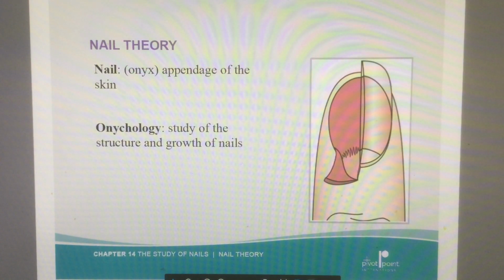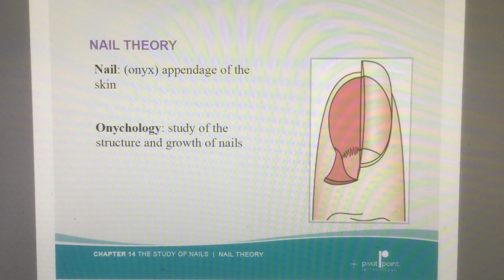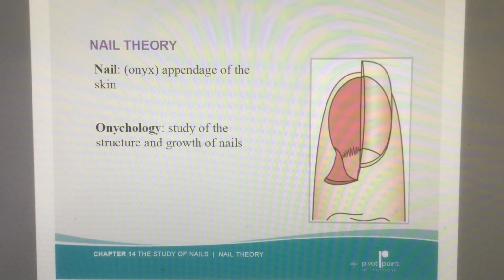So as far as nail theory itself, the technical term for nail is onyx, which is an appendage of the skin. If you're not familiar with what that means, an appendage of the skin means it's an attachment of or a forward growth of. So if we look at appendages of the skin, hair is an appendage of the skin. It's a forward growth of, and it's also attached to the skin, as well as the nail.